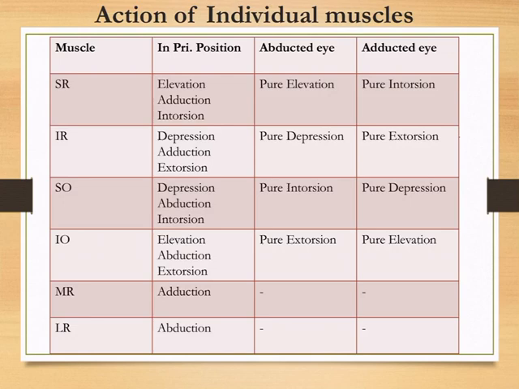So everything I told you was basically in primary position, right? And you already know that in the abducted eye, the superior rectus causes pure elevation, and in the adducted eye, it causes pure intorsion. Again, inferior rectus is just the opposite. And for superior oblique, in the abducted eye, it causes pure intorsion, and in the adducted eye, it causes pure depression. And the opposite for inferior oblique.